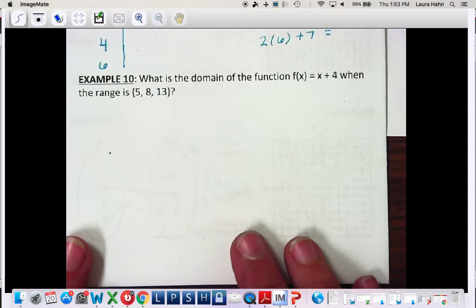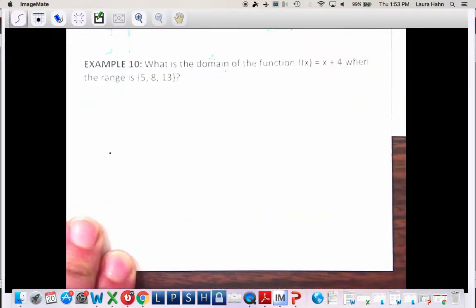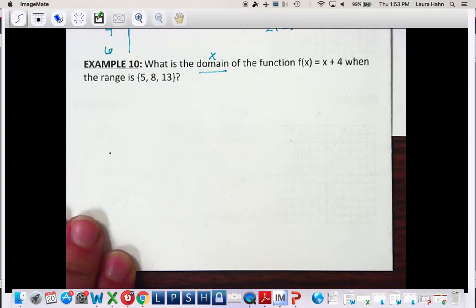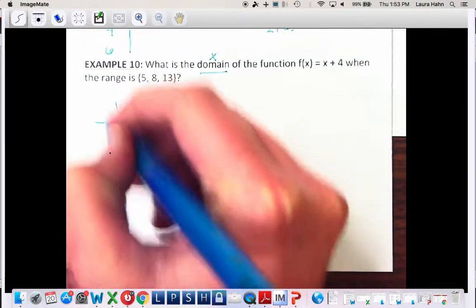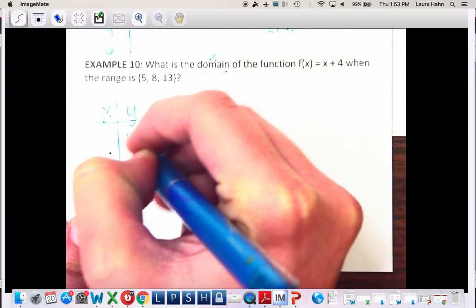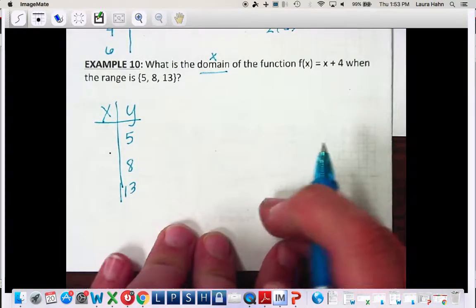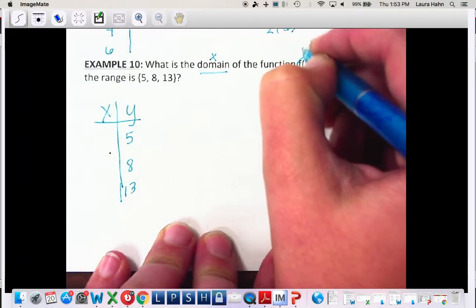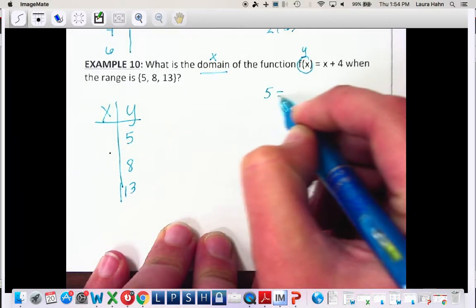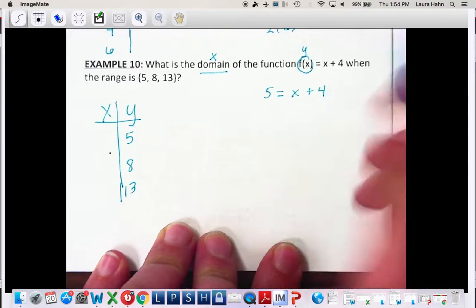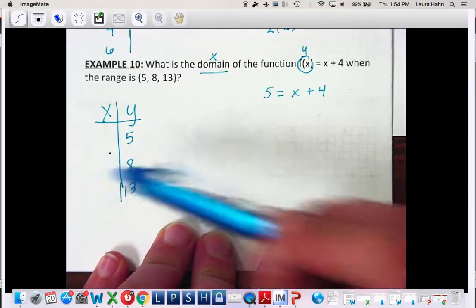All right, let's talk about 10. It's asking what is the domain, so what are the x values when the range is 5, 8, and 13. So this time it gave me the y's. So if you look at this, remember f of x means y. So if y is 5, I'm going to have 5 equals x plus 4. Figure out what x is. That goes here. Okay, let's try 8.